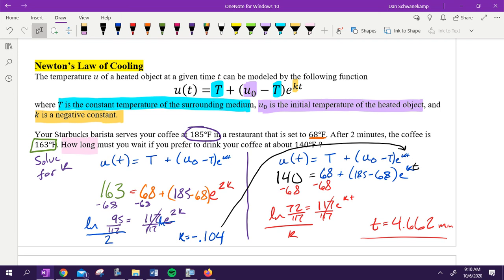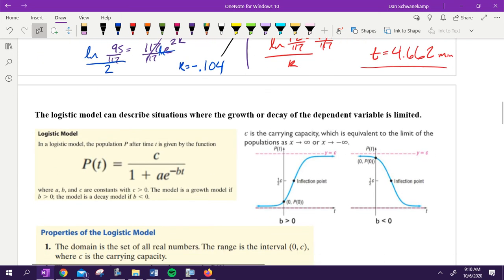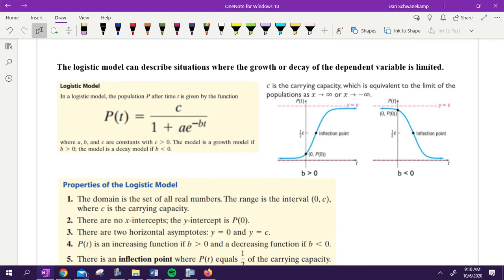Questions here? All right, go to the backside. Backside, we're changing gears a little bit, but still the same concept. Okay, this looks hard. It's not hard. All right, logistical models. A logistical model can describe situations where the growth or decay of a dependent variable is limited. Okay, we have a new model, P of T equals C over 1 plus A of E to the minus BT.